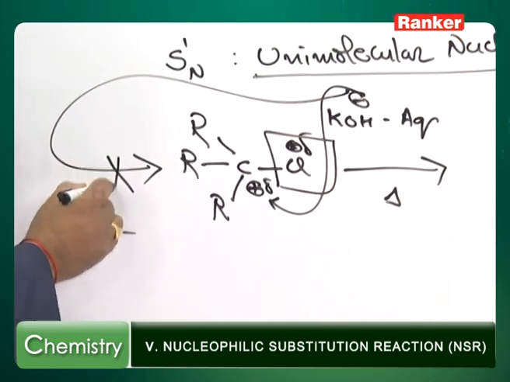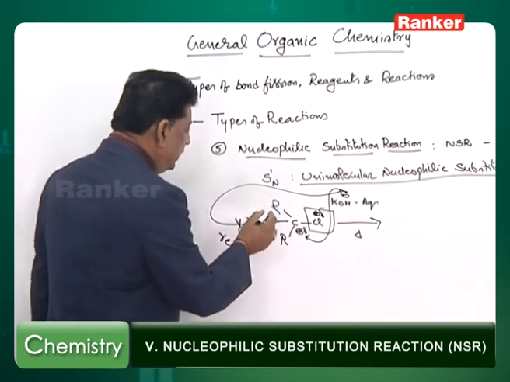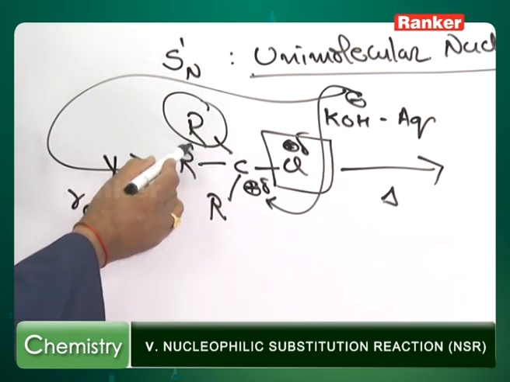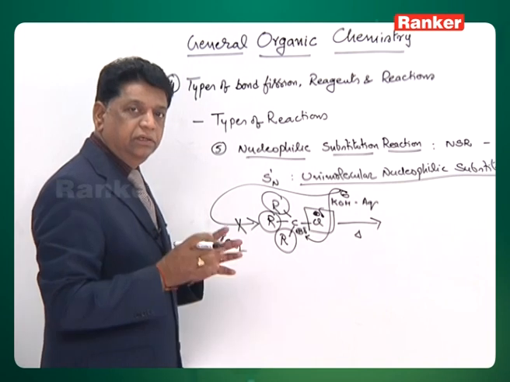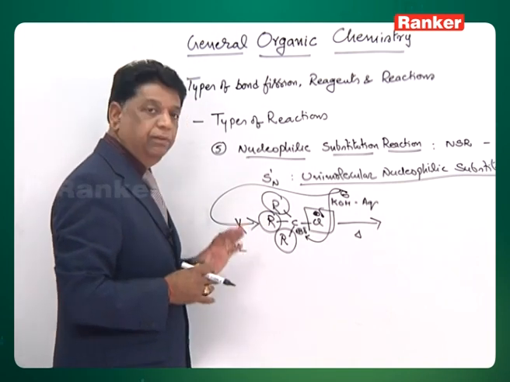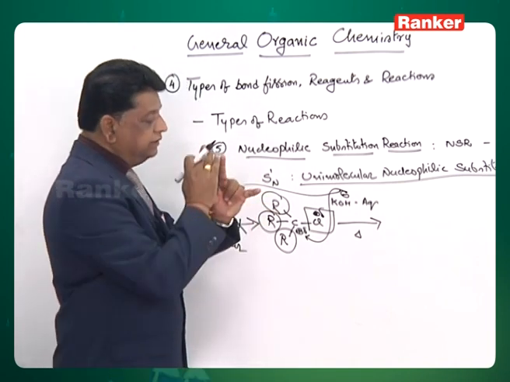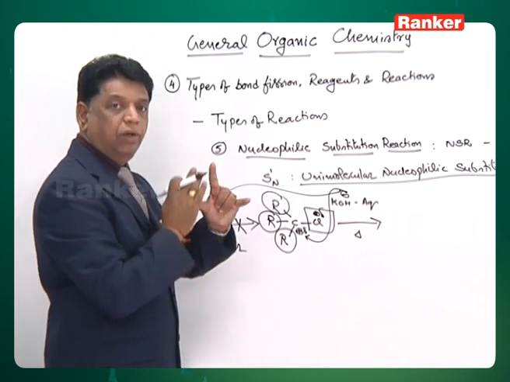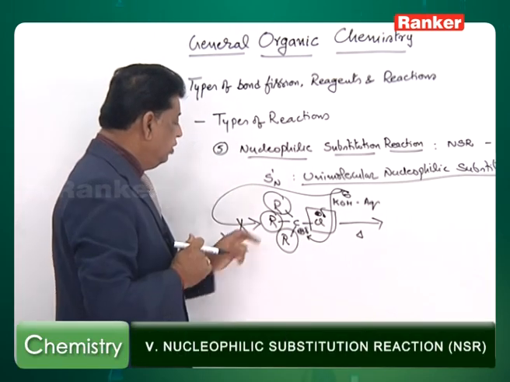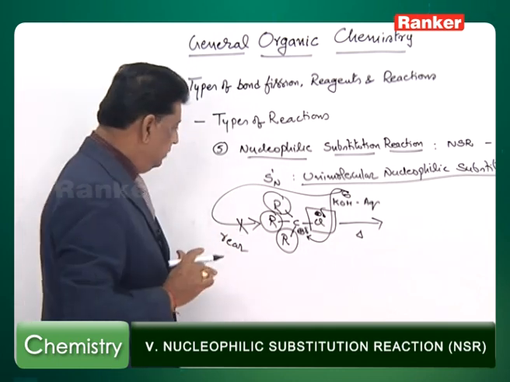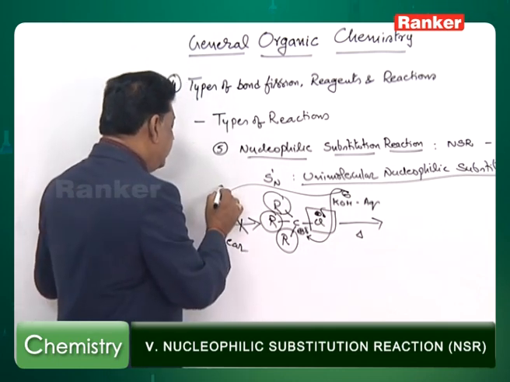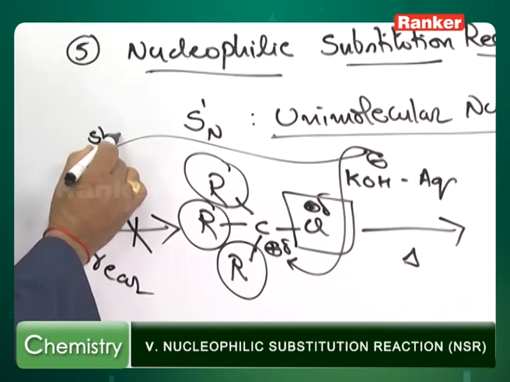Now, the rear side attack is also not possible, because all these alkyl groups are not hydrogens now. They are little bigger groups, like methyl groups at minimum. They block the area, so the backside attack or rear side attack is not taking place.